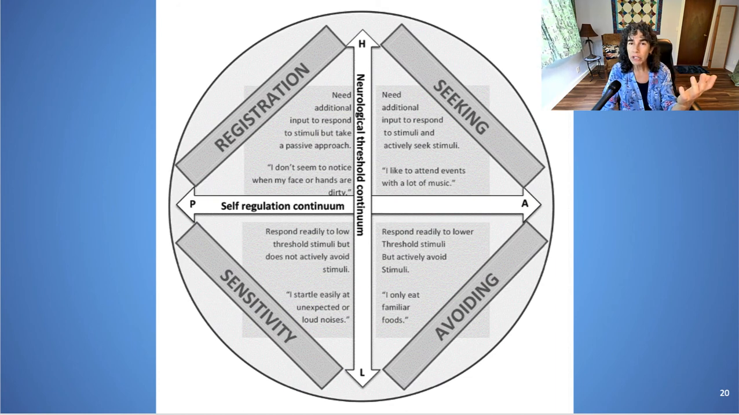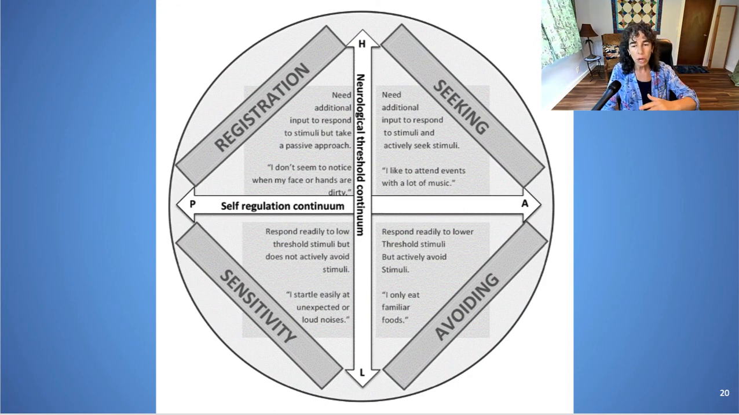And registration folks are a little more passive. Seeking folks are a little bit more active in what they're doing to meet their sensory needs. When I first encountered this, what was really confusing is that it seemed like there wasn't a whole sentence to represent what I actually was supposed to know. The H is for high and the L is for low, and that's about the continuum, the neurological threshold continuum.